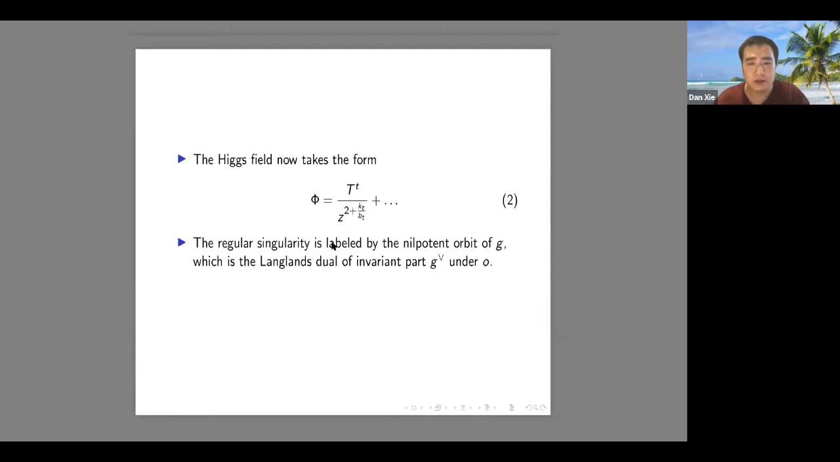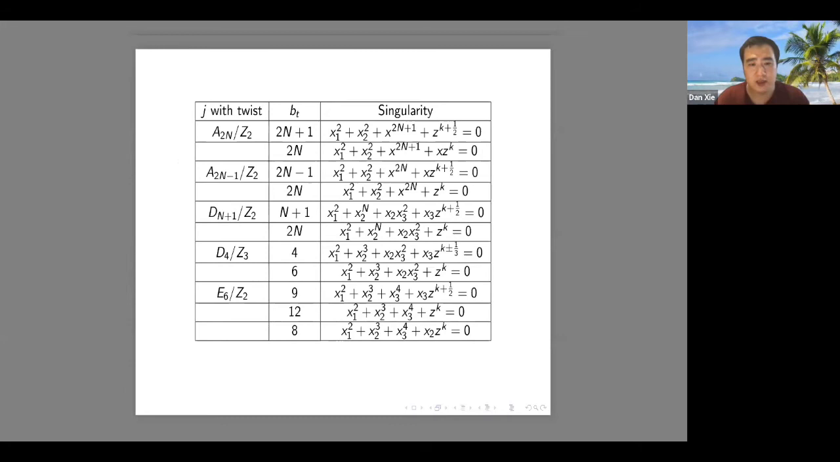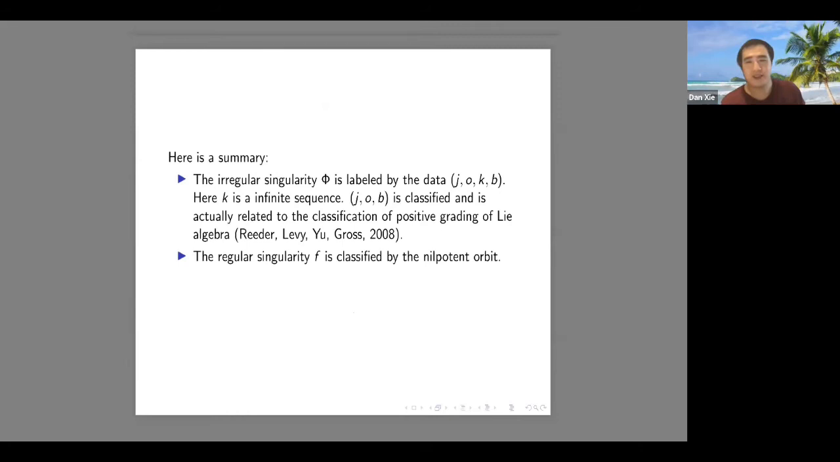Also, there's a classification on the denominator B, traced BT. Now here's a list. And also, we made a correspondence with some singularity, which is a little more subtle than the untraced case. Okay, so here's a summary.